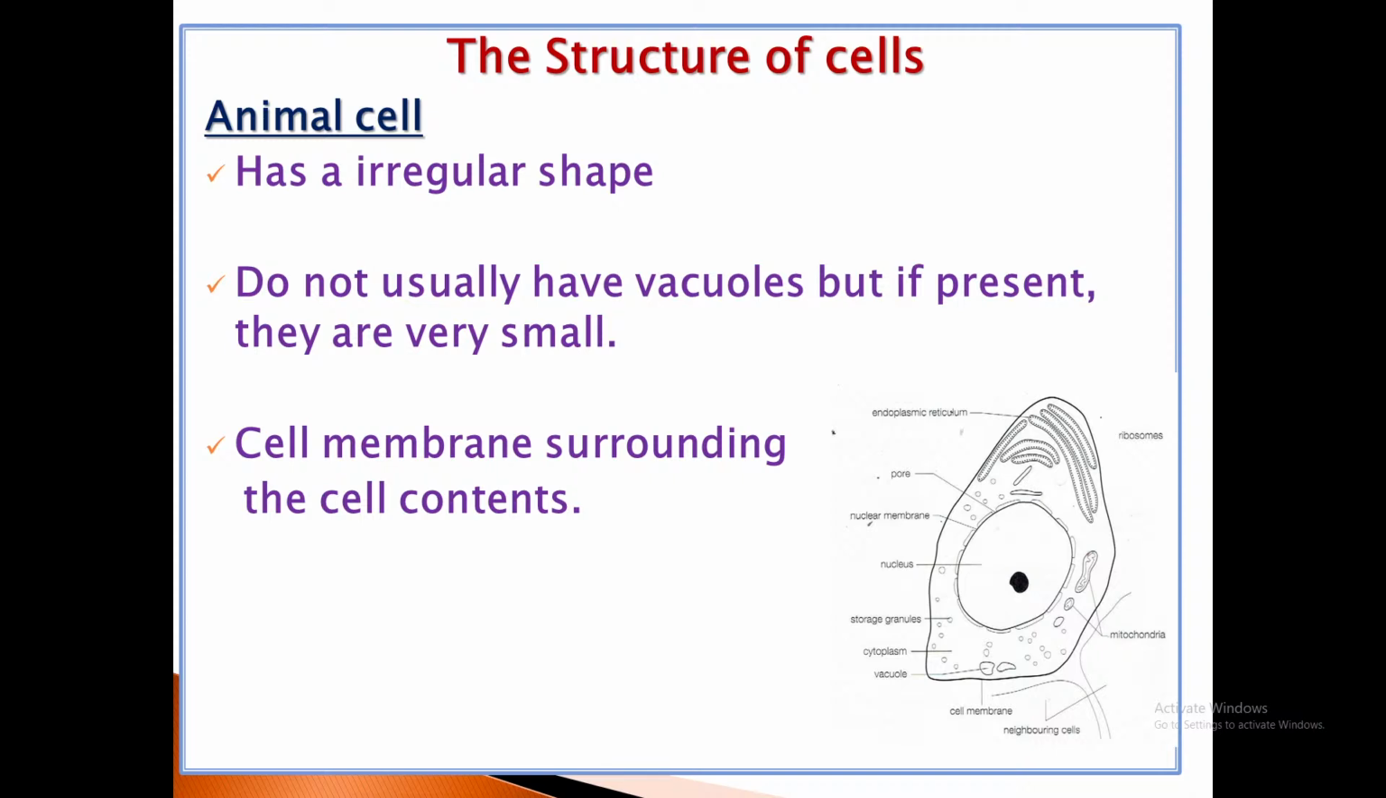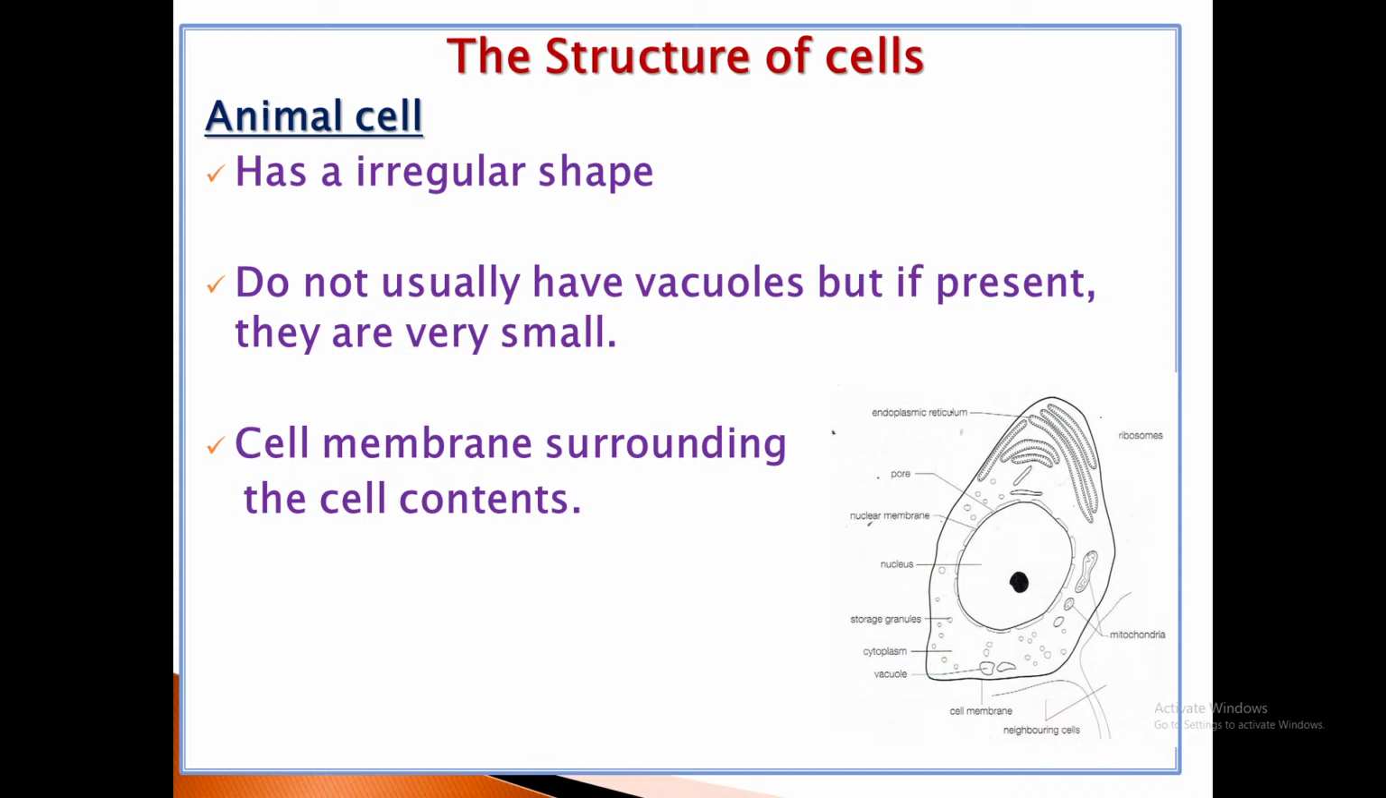Okay, right, so back to the structure of the animal cell. The first point is in terms of shape. So if I ask you what shape an animal cell has, you tell me that the shape is irregular. That means you cannot attach a fixed shape to it.